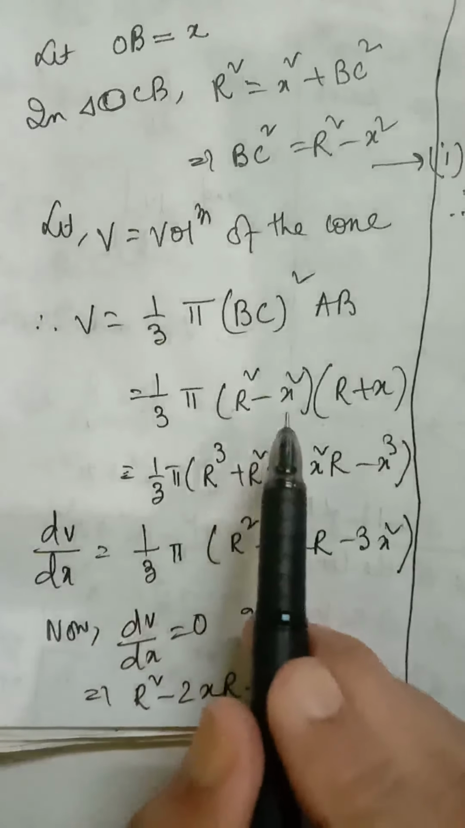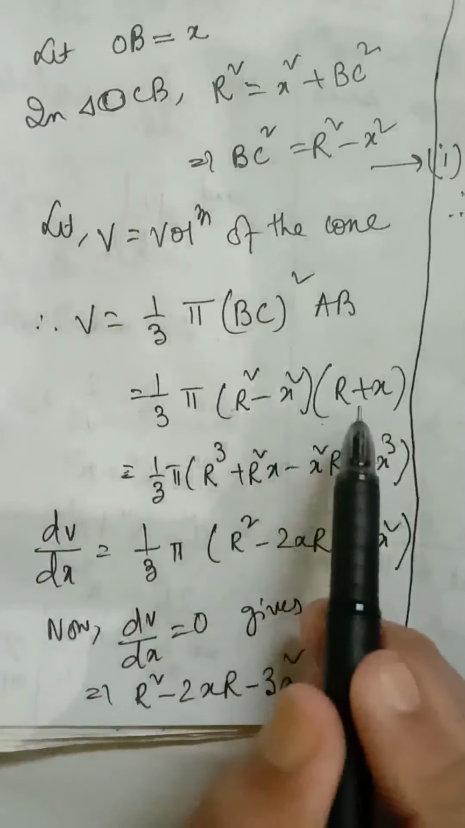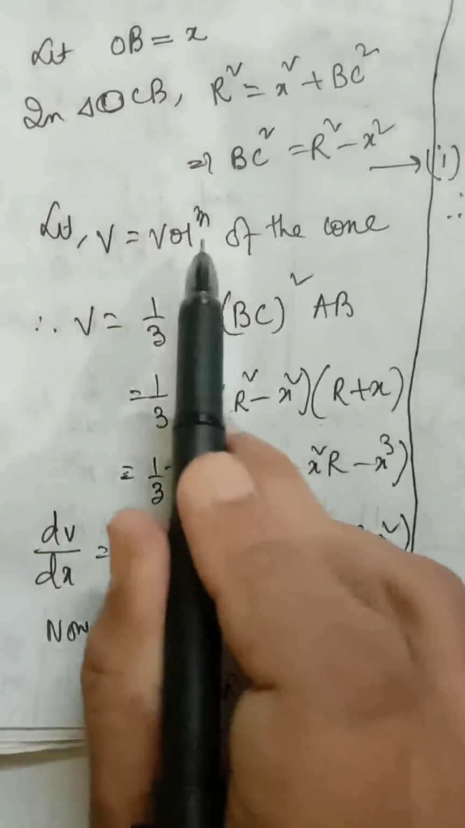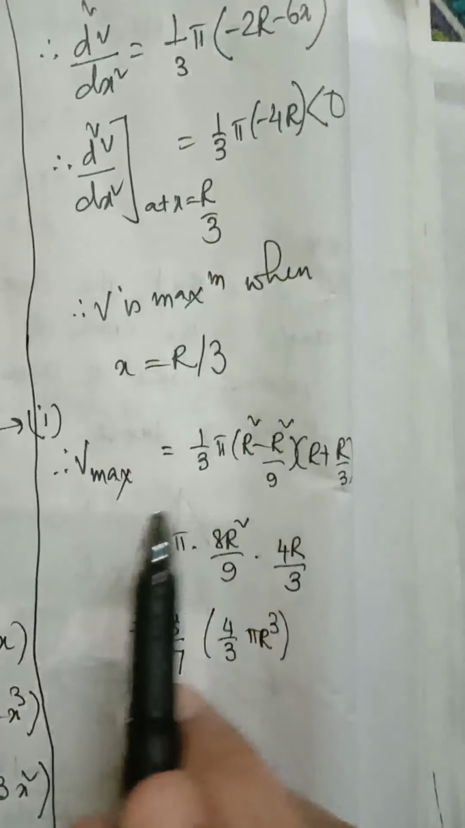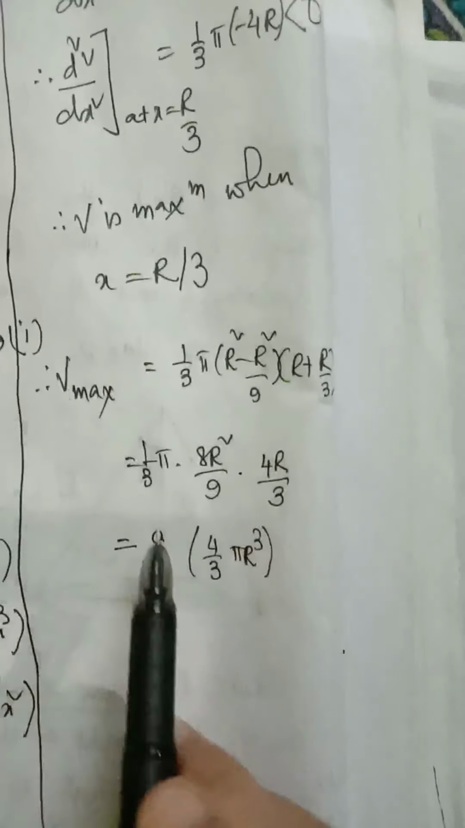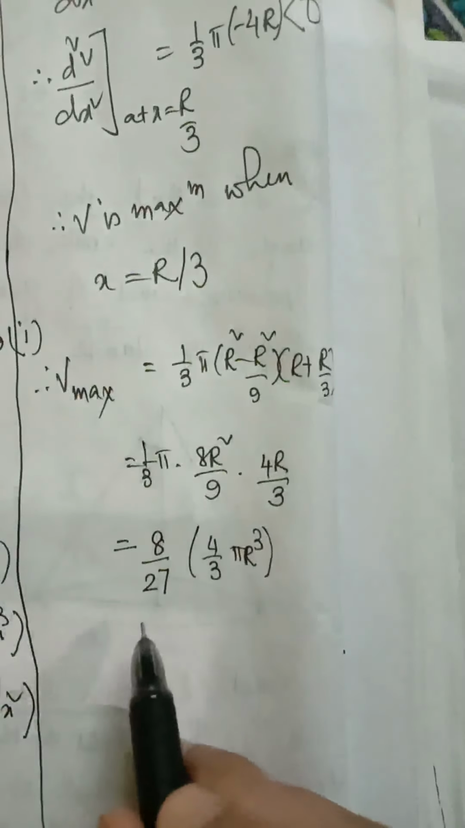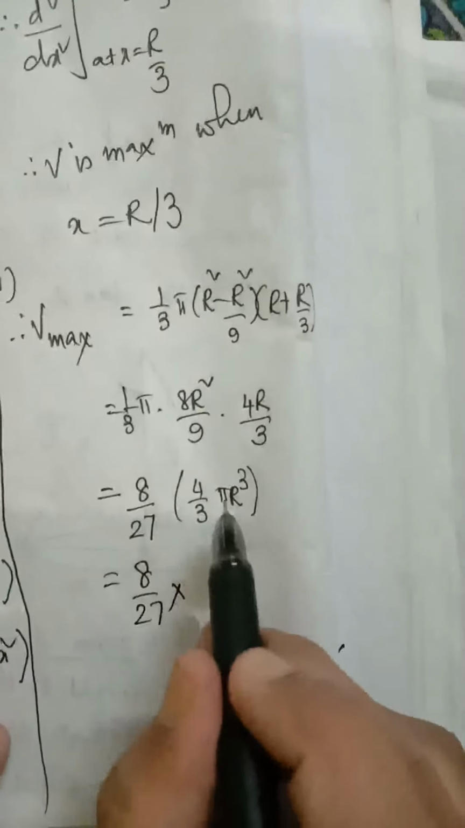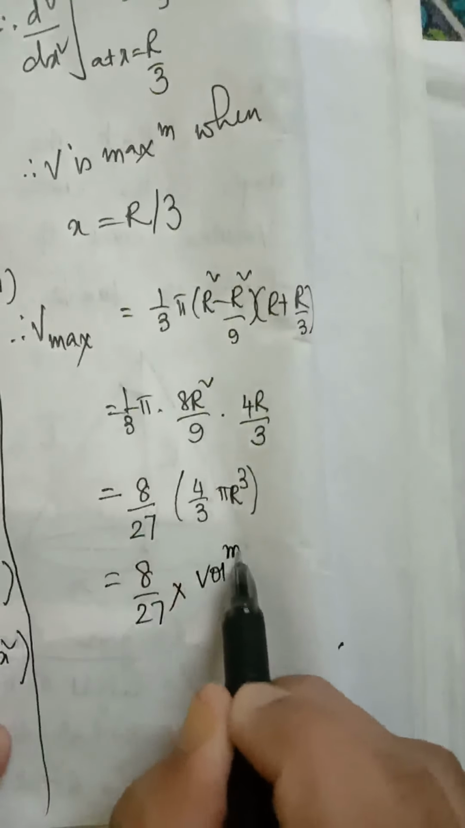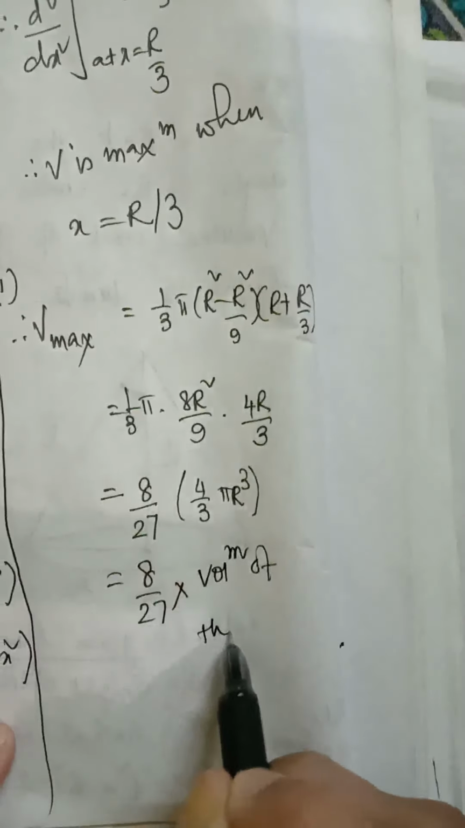So putting x equal to r by 3 in this relation, which will give us the maximum volume of the cone, in this relation we get the maximum volume of the cone is 8 by 27 into, this is the volume of the sphere, 8 by 27 into the volume of the sphere.